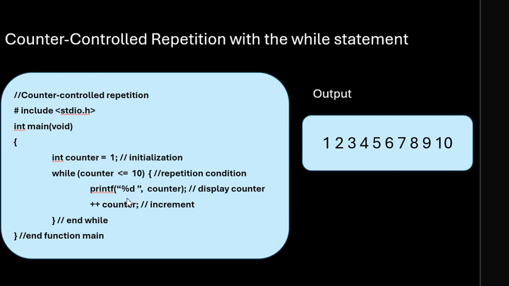Then the counter becomes 2. Then we again go and check whether 2 is less than or equal to 10. 2 is less than 10, so again we go inside the while statement. Then we print the number 2, then increase the counter. Like that we go through this loop until the counter becomes equal to 10. Then we have the output of numbers from 1 to 10. You can try out this code and see the output.